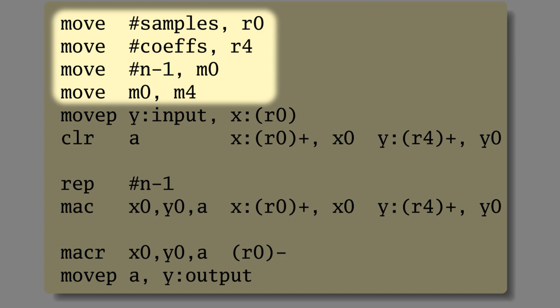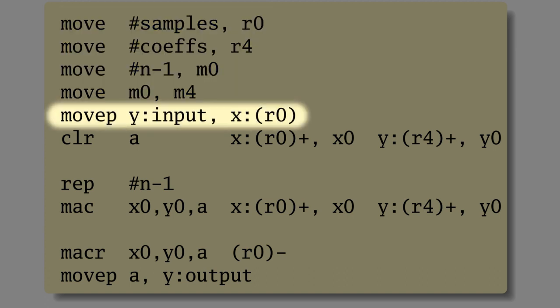The first 4 instructions load constants into address registers. R0 holds the base address of an array of samples, R4 is the start of the coefficient array. And both M0 and M4 are set to 1 less the length of these arrays so that R0 and R4 will wrap around at the end of these arrays.